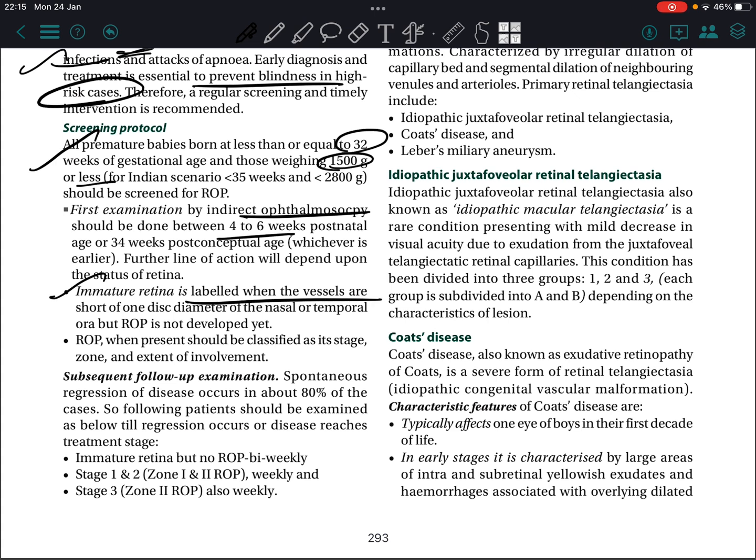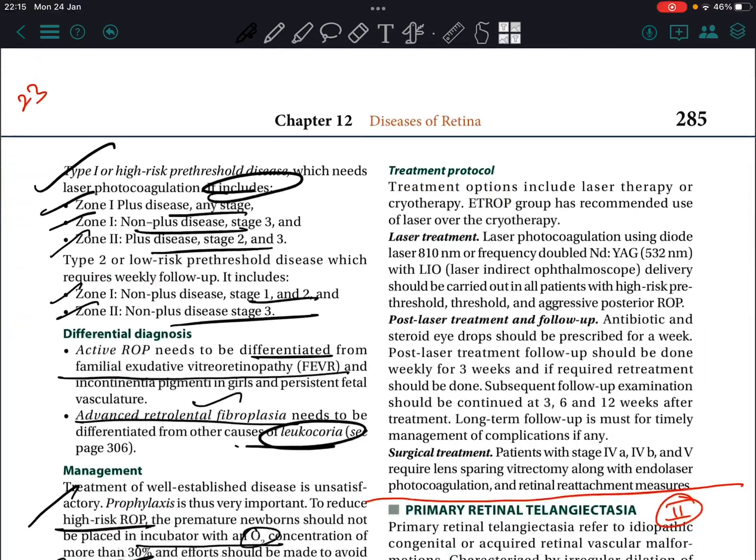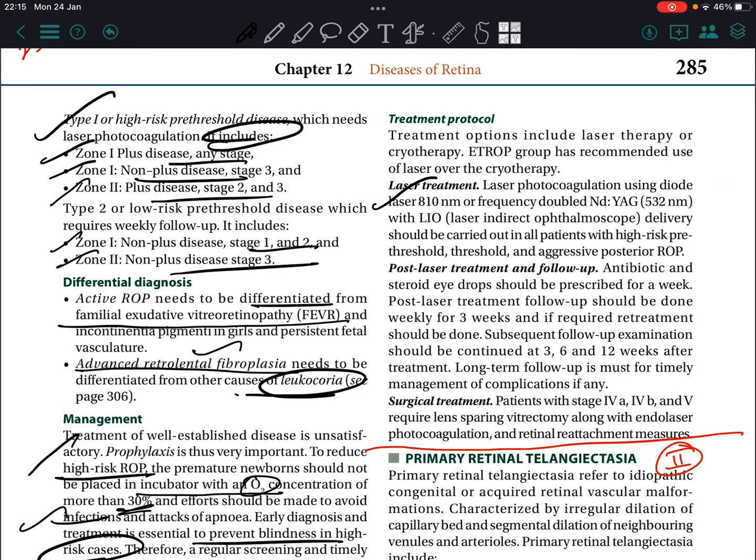Then the retina is labeled mature when vessels reach within 1 disc diameter of the nasal ora. ROP, when present, should be classified at this stage, with subsequent follow-up examinations. Treatment stage: immature retina, stage 1 to stage 3. Treatment protocol: laser treatment, post-laser care, and surgical treatment. Laser photocoagulation using diode laser or frequency-doubled YAG.